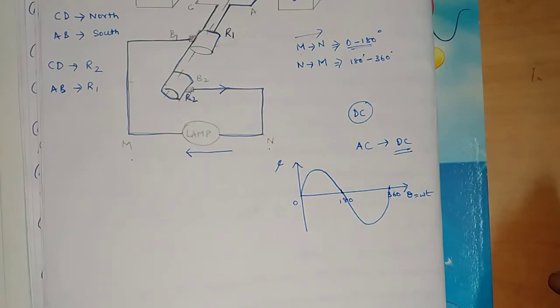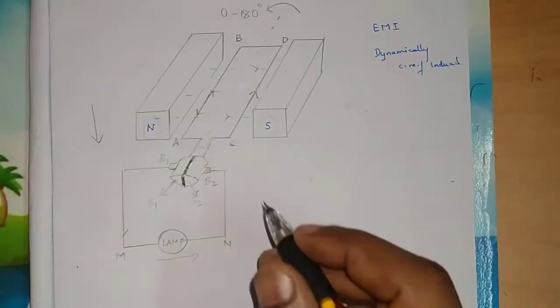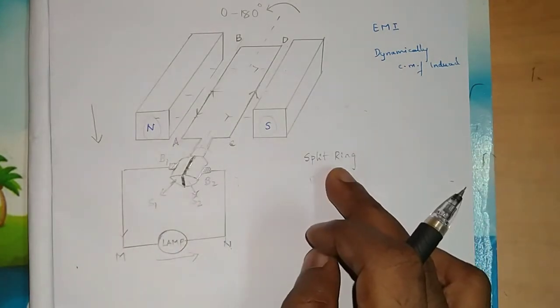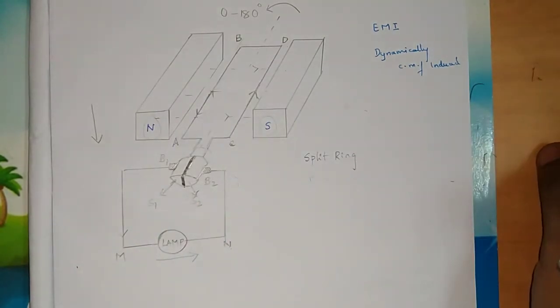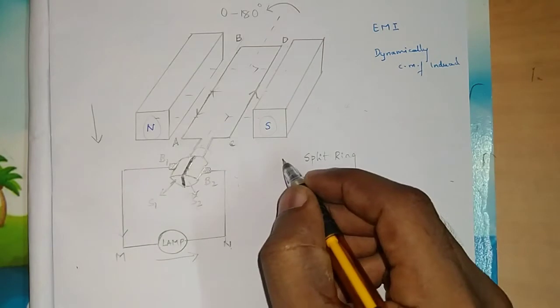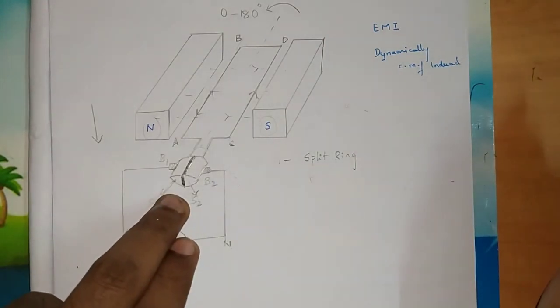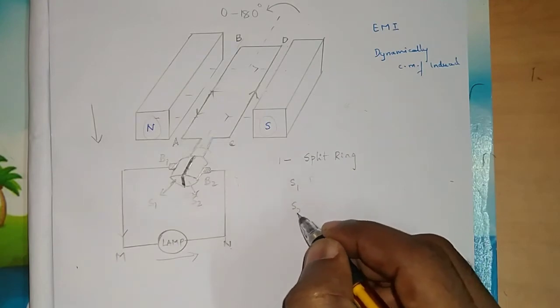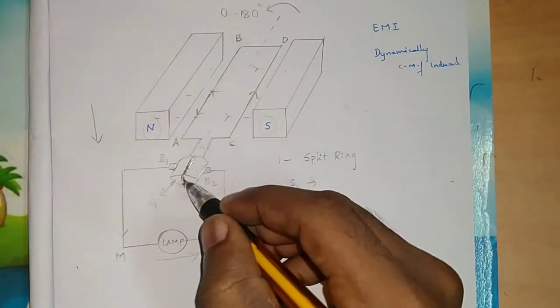So for that we need to draw one more diagram. I'll explain. In order to convert AC to DC, I'm going to replace the slip rings with a split ring. You had two slip rings R1 and R2. In the place of the two slip rings, I'm going to connect one split ring. This is how we connect a split ring, which has two segments, S1 and S2, separated by an insulating medium.